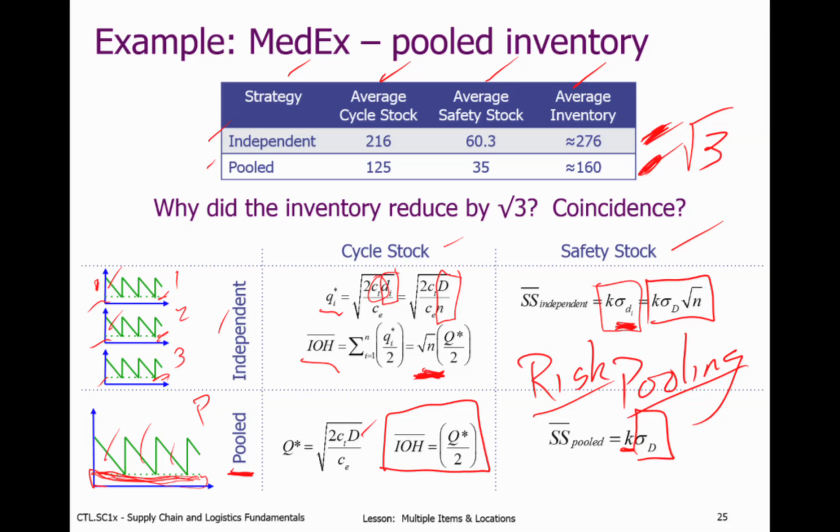Anyway, we'll talk more about this, but what I want you to make sure you understand is if I go from many inventory locations, 3 in this case, to just 1, my inventories will go down, both cycle stock and safety stock. And they'll go down for different reasons. Safety stock, you're balancing out the demand, so it's risk pooling. Cycle stock, it's because the transaction or order cost doesn't change.